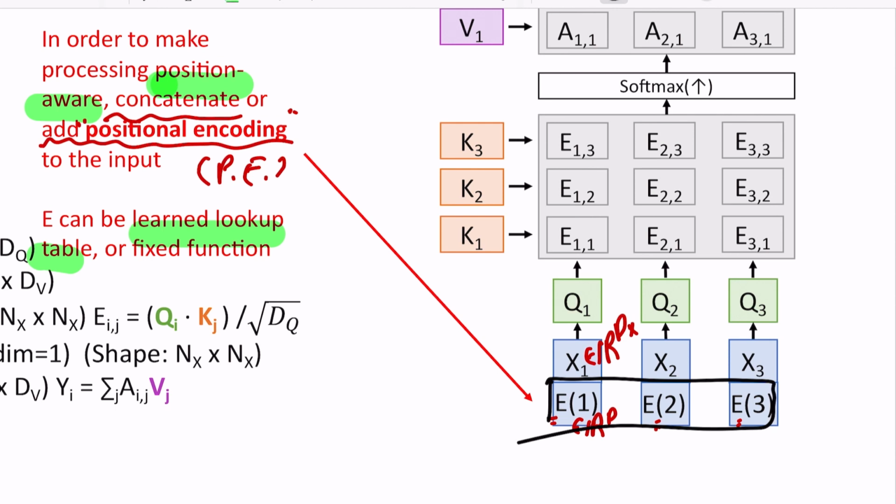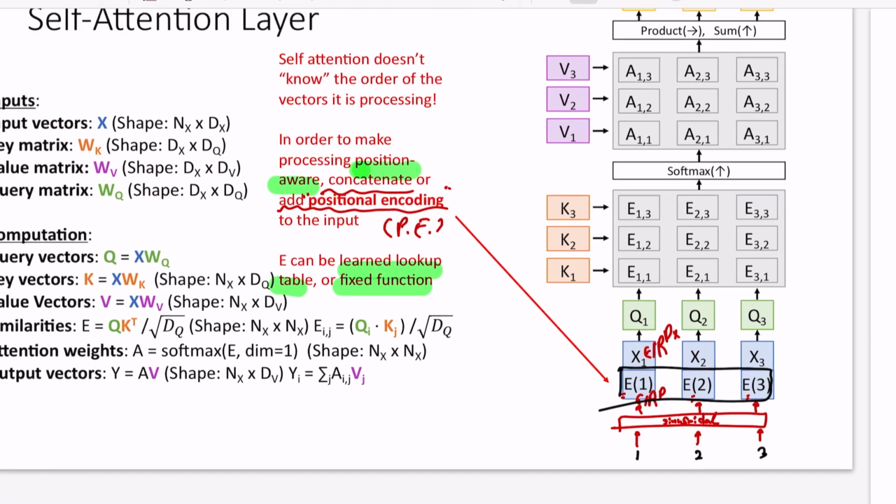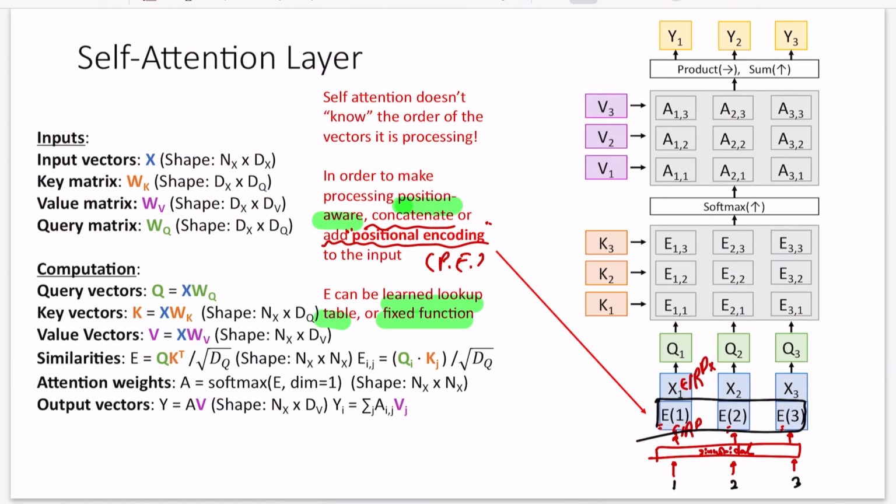Another very interesting idea is a fixed function. Because this is just a sequence, we can say this is the first one, second one, third one. Then by using some predefined function, for example sinusoidal, you can just predefine such a position embedding. So there are many ways to make a position embedding, which allows the self-attention layer to know the order of the input sequence. Okay, this is position embedding.